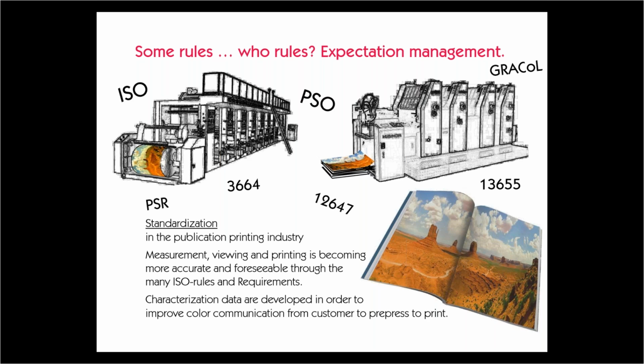So we had the standardization of the viewing conditions, which is ISO 3664, or standardization of color measurement with our measurement devices, which is ISO 13655. These standards helped a lot to improve color communication to a new level, since when everybody has the same viewing conditions and measures color the same, you're talking about the same color actually. So printing became more reliable, more foreseeable, and more repeatable.